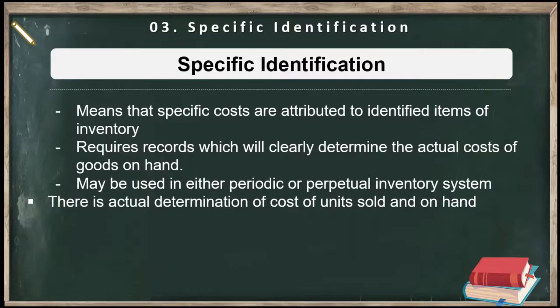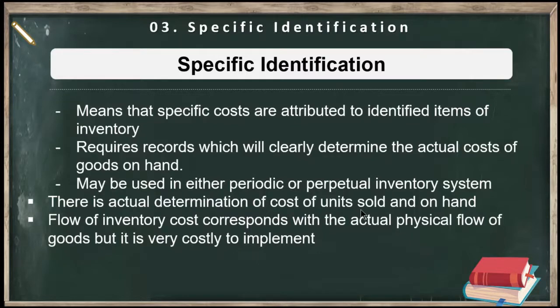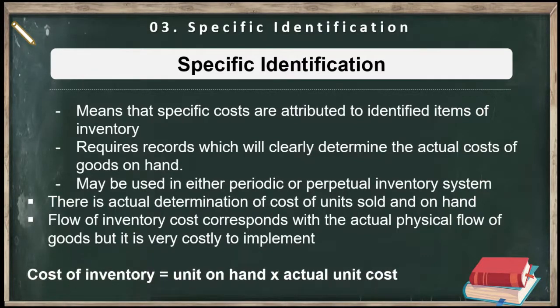The major argument for this method is that the flow of the inventory cost corresponds with the actual physical flow of goods. So again, with specific identification, we use the actual determination of cost of units sold and on hand. But it is very costly to implement, even with high-speed computers. The cost of inventory here would be equivalent to the units on hand times the actual unit cost.